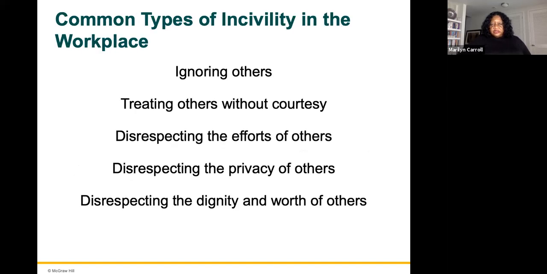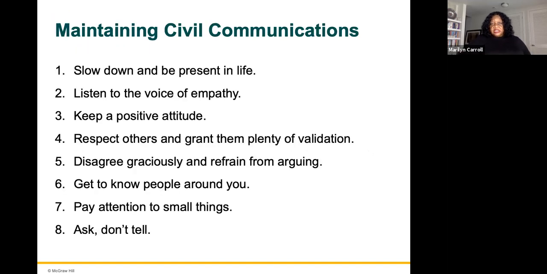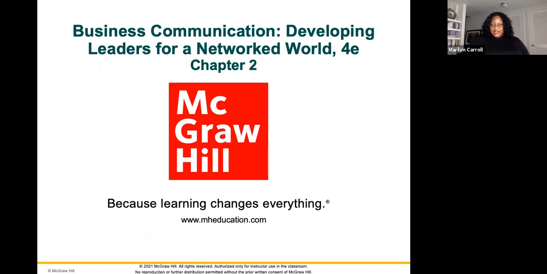So common types of incivility in a workplace include ignoring others, treating others without courtesy, disrespecting the efforts of others, disrespecting the privacy of others, and disrespecting the dignity and worth of others. So maintaining civil communication means slow down and be present in life. Listen to the voice of empathy. Keep a positive attitude. Respect others and grant them plenty of validation. Disagree graciously and refrain from arguing. Get to know people around you. Pay attention to small things. Act, don't tell. And that's it for our chapter.